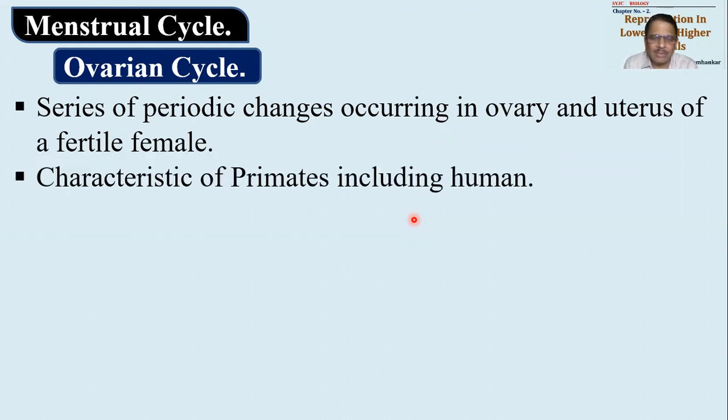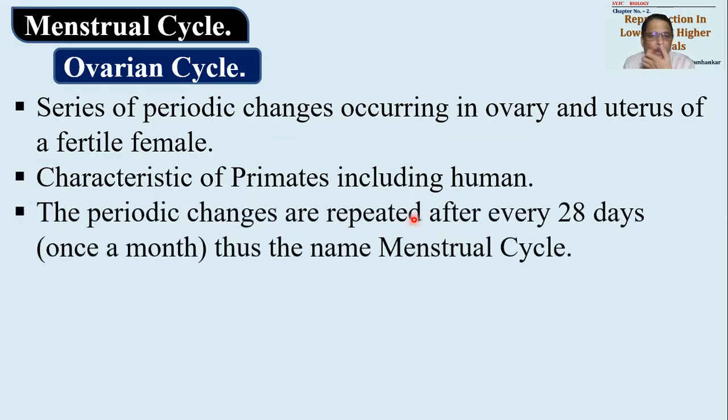The organisms which belong to group primates, including human, we are also primates, so it is a characteristic feature. Ovarian cycle or menstrual cycle is a characteristic feature of primates. Other animals will be having estrous cycle. तो mammals में भी ऐसे cycle होता है, but इसको estrous cycle कहा जाता है.